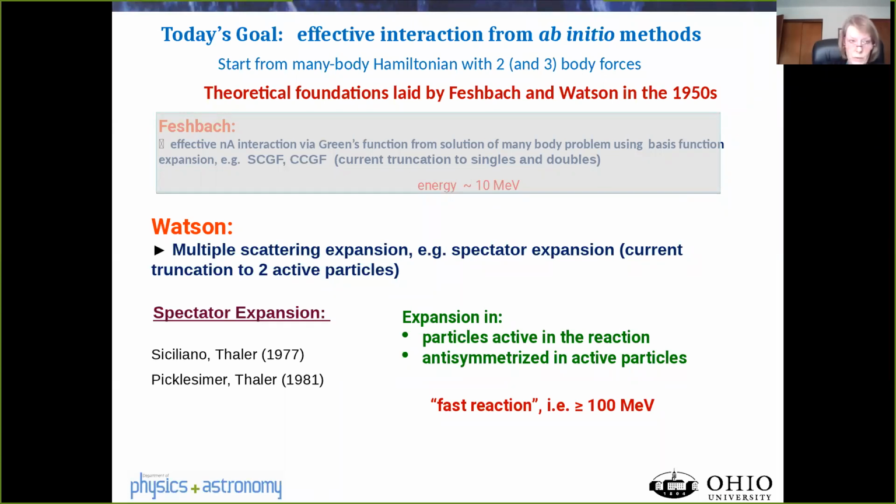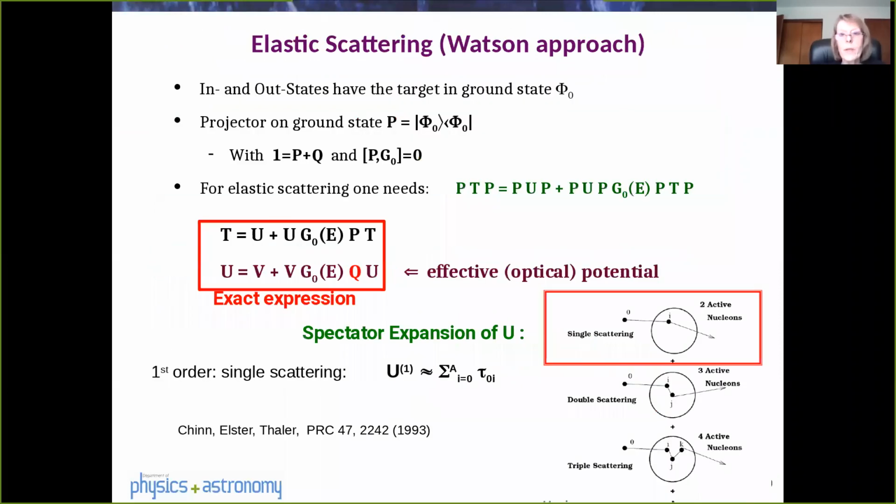If you expand in the number of active particles, the idea of Watson was to use this for fast reactions. Fast reactions, of course, changed over time. When Watson expanded it, this was really 100 MeV. Then further on, it was used at 200 MeV, 500 MeV and so on. But basically, this expansion is also an expansion in energy, and I will tell you exactly where that comes in, which gives you an energy limitation in the practical implementation.